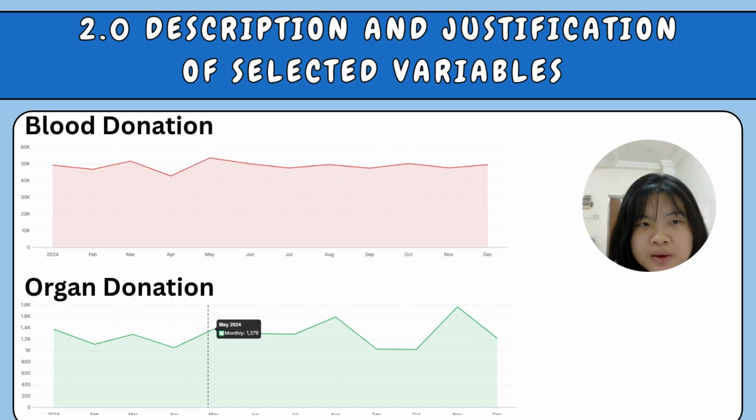Next, I want to present the description and justification of selected variables. For this slide, I will show the blood donation graph and the organ donation graph from January 2024 until December 2024. Based on the graph, blood donation is higher than organ donation from month to month until the end of the year.